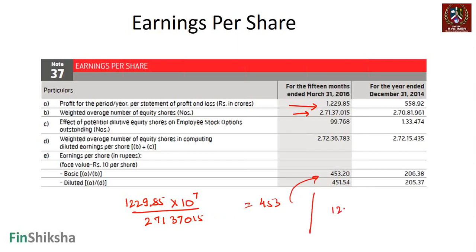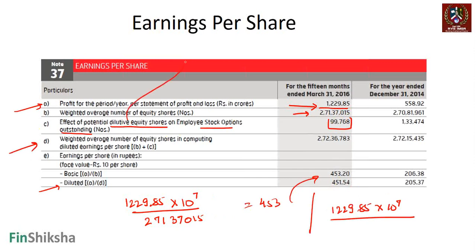In the second case, you are going to take 1229.85 multiplied by 10 raised to the power 7. That's diluted we are calculating now. Note A by D. So A divided by D. Diluted shares are nothing but these are the current shares outstanding, and another 99,768 shares can come. These are called potentially dilutive equity shares on employee stock options outstanding, right? Why are they called dilutive? Because they will result in dilution or reduction in earnings per share, right?